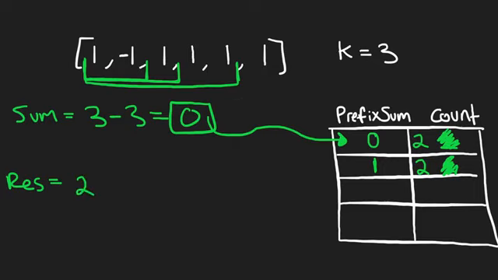But hold on, what did we just do? Let's think about it for a second. We said, okay, the entire sum of this subarray is equal to 3. And we said, okay, 3 minus k is 0. That means we need to remove a 0-sum subarray from this subarray to get us to the target value, right?